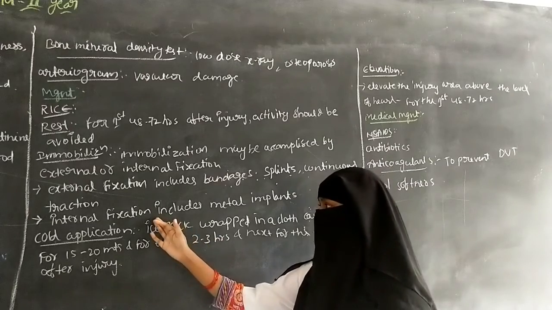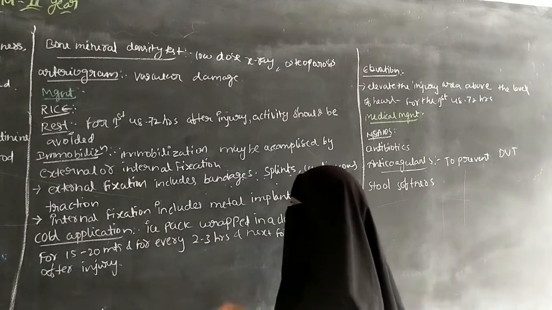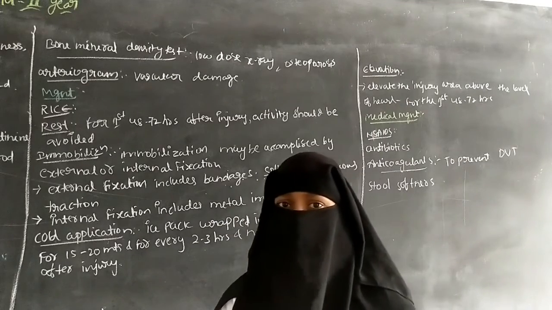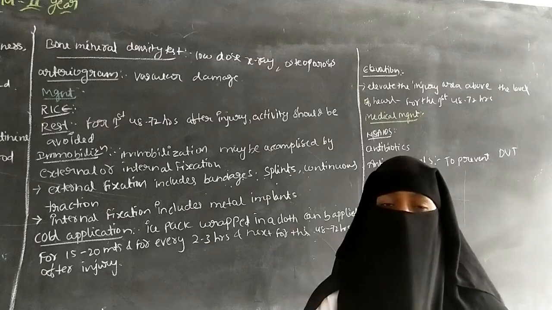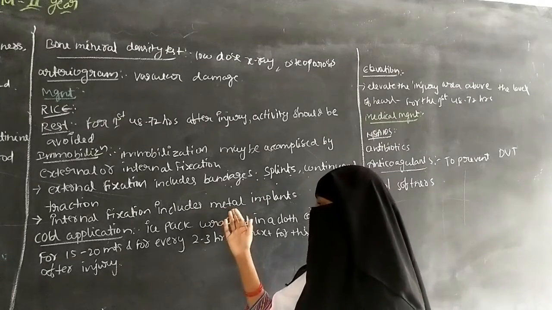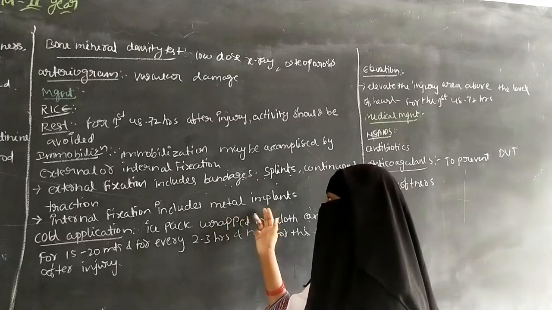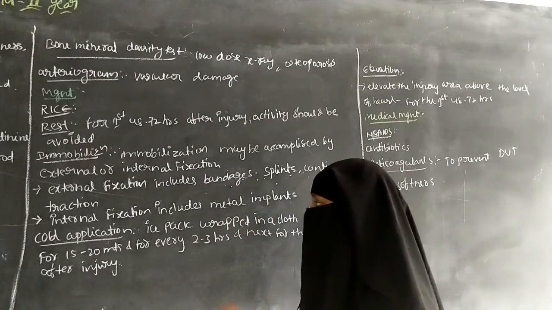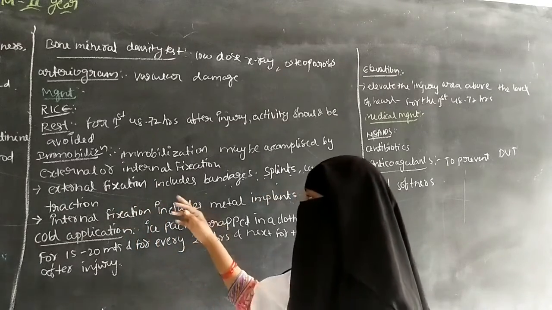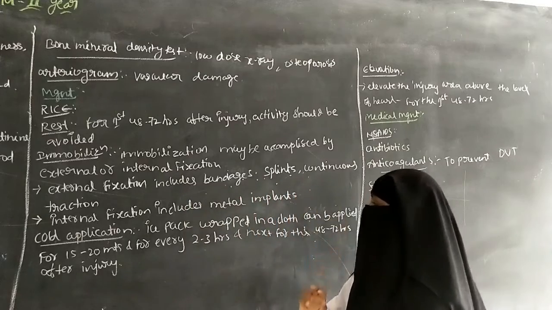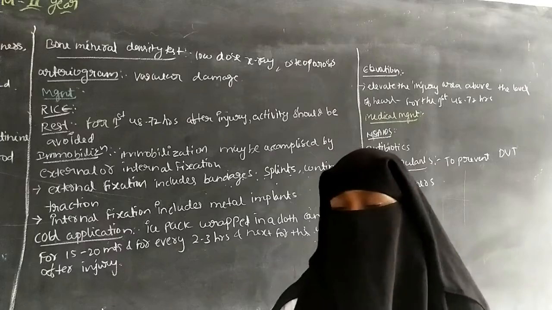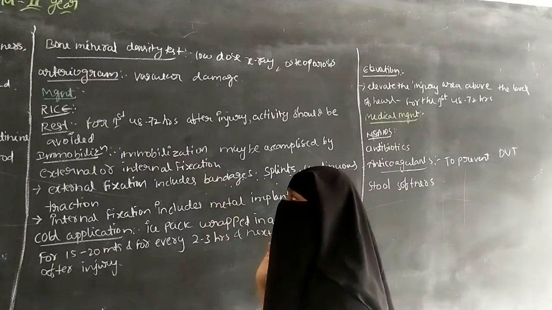So it is called internal fixation. It includes the metal implants. Metal implants are nothing but using metals to fix the bones inside the body. So internal means inside the body and external means outside the body. The bandages and the splints can be used outside the body to support the fractured bones. So it is about the immobilization.